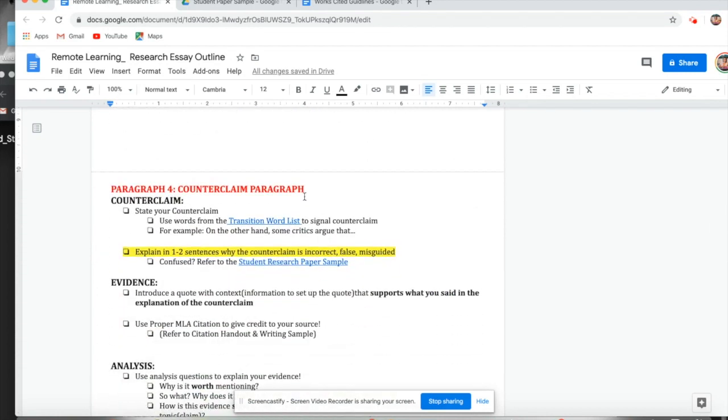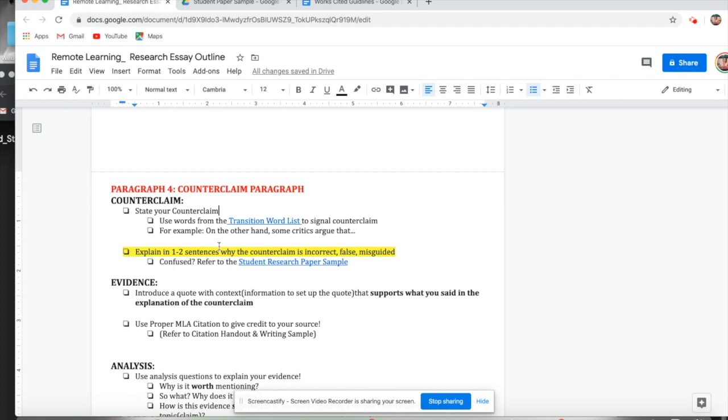Paragraph 4 is the one that's the counterclaim. Once again, we did counterclaim and argument, and this is where I'm going to wrap it up. This is going to be the most challenging part. You're going to use words from the transition list. Once again, I put a link there. You should be using the transition list throughout anyway, but you are going to state your counterclaim. I strongly recommend that you look at the research paper sample to guide you with that one. If you don't look at it, I think it's going to look very confusing to you. So you're going to state your counterclaim.